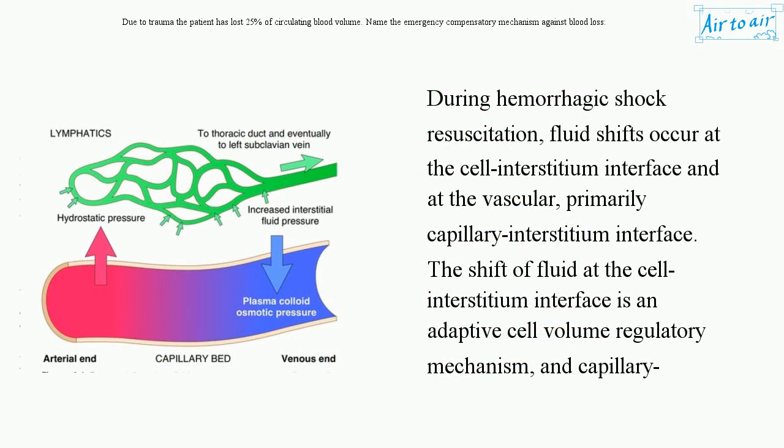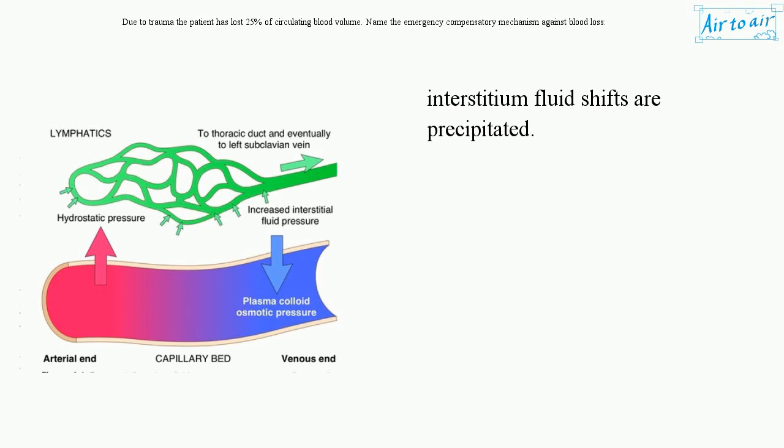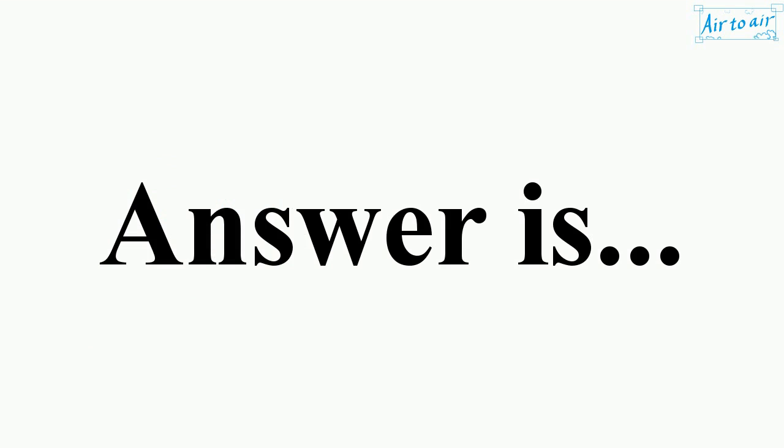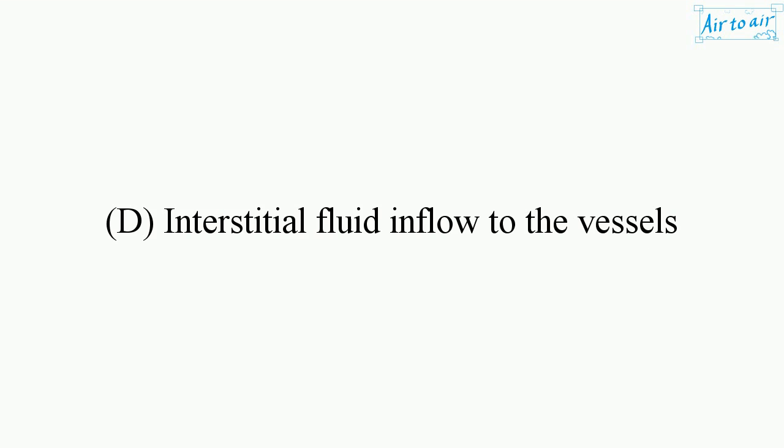During hemorrhagic shock resuscitation, fluid shifts occur at the cell interstitium interface and at the vascular, primarily capillary interstitium interface. The shift of fluid at the cell interstitium interface is an adaptive cell volume regulatory mechanism, and capillary interstitium fluid shifts are precipitated. The answer is D. Interstitial fluid inflow to the vessels.